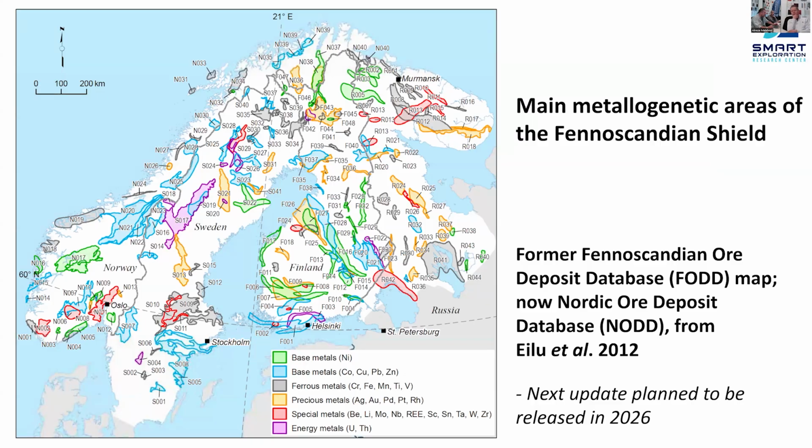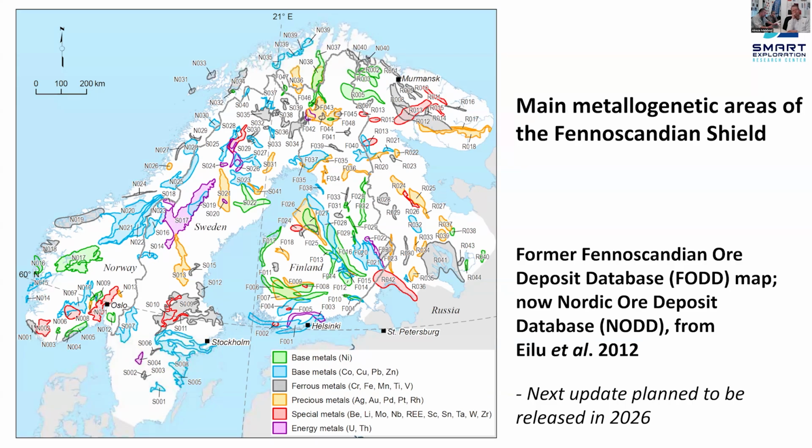So this is the metallogenic area map of the Fennoscandian Shield. This was published in 2012, so it's getting a bit long in the tooth. A next update is planned to be released next year, 2026. High time, you could say. Here you see that in addition to Norway, Sweden, and Finland, we also have Russia, northwesternmost Russia, in the form of the Kola Peninsula in there.